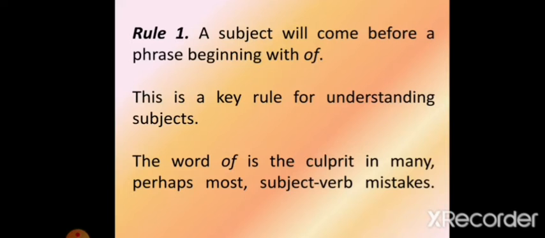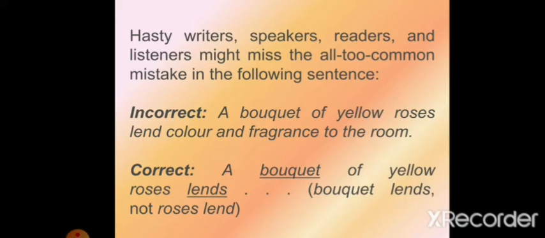Now, rule number 1. A subject will come before a phrase beginning with of. This is a key rule for understanding subjects. The word of is the culprit in many, perhaps most, subject verb mistakes. When there is of in the sentence, sometimes we make a lot of mistakes. So of sometimes creates confusion. That's the culprit, the word of. Hasty writers, speakers, readers, and listeners might miss the all too common mistake in the following sentence. What is the incorrect sentence?